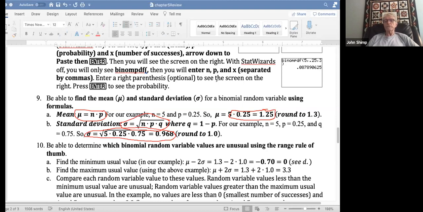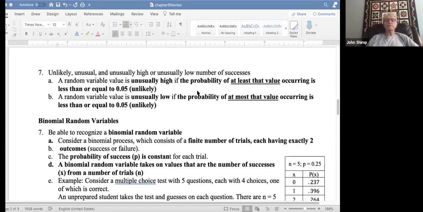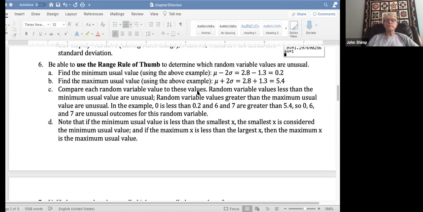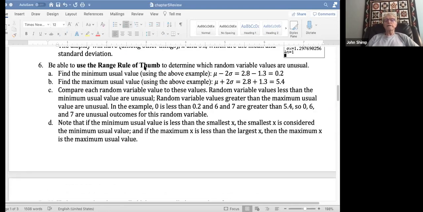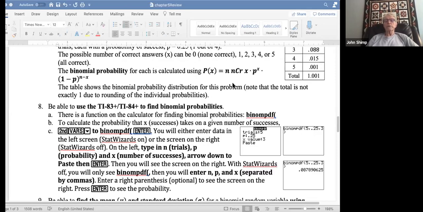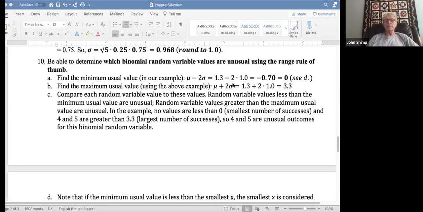Remember what the range rule of thumb was. The minimum usual value was mean minus 2 times the standard deviation. The maximum usual value was mean plus 2 times the standard deviation. Well, we're going to use those for binomial as well.